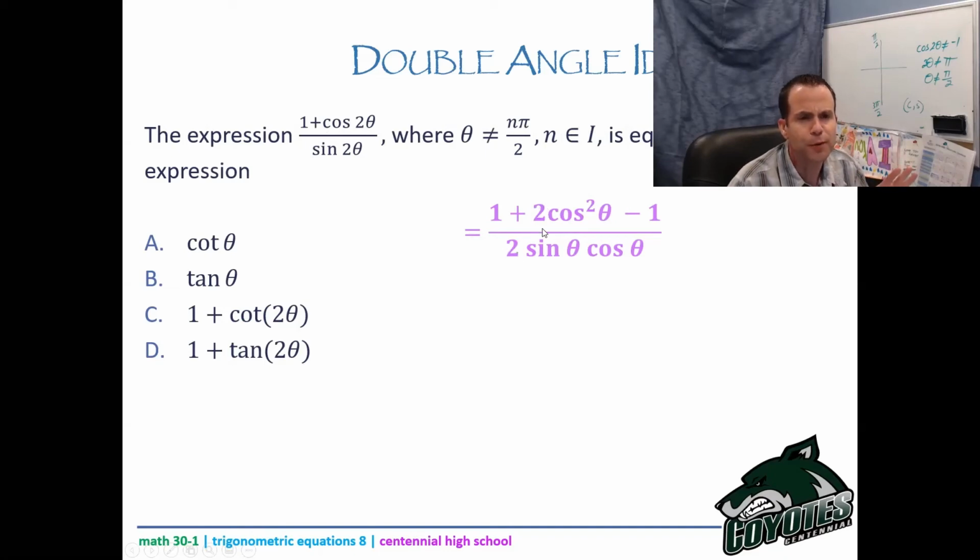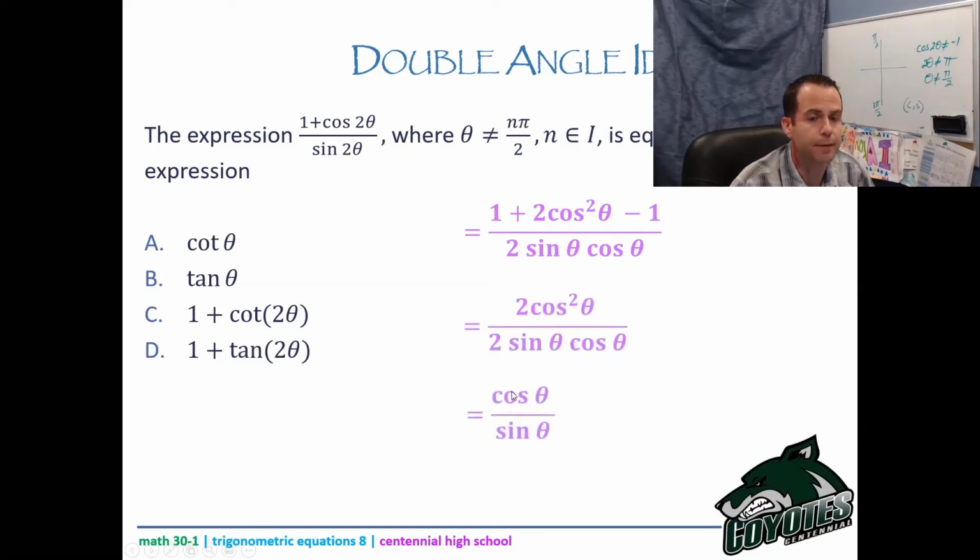Now, just be careful with this. The 2's divide each other out because 1 minus 1 is 0 and there's just one term up there. If there were several terms up here, those 2's wouldn't divide each other out, but the 1 minus 1 makes those 1's disappear. That would leave me with 2 cos squared theta over 2 sine theta cos theta. So at that point, my 2's will divide each other out and 1 cos would divide each other out. So that's going to end up leaving me with cos theta over sine theta, and cos theta over sine theta is cotangent theta. So the answer has to be A.